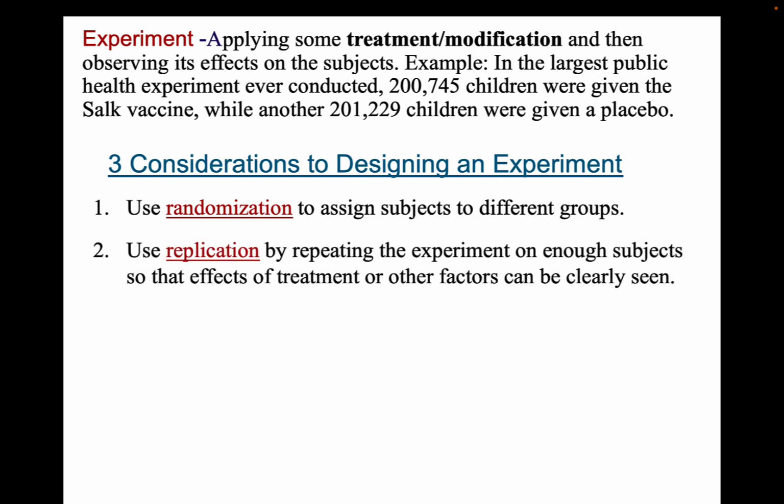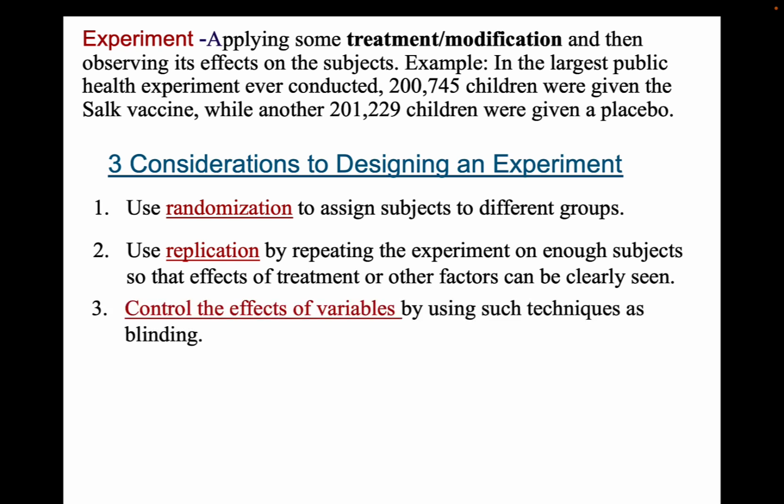Number two, you want to use replication by repeating the experiment on enough subjects so that the effects of treatment or other factors can be clearly seen. So make sure to have a large enough sample size and to replicate your experiment enough times to make sure that any outliers get thrown out, because you've replicated it enough times that those outliers will identify themselves, and you know that you need a larger sample or to continue replicating the study to be sure that all other factors are clearly seen.